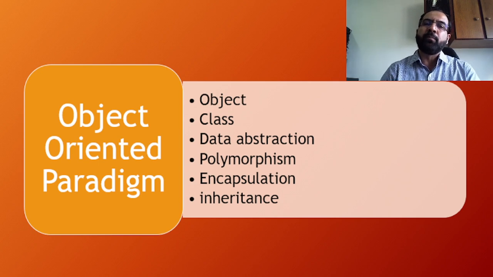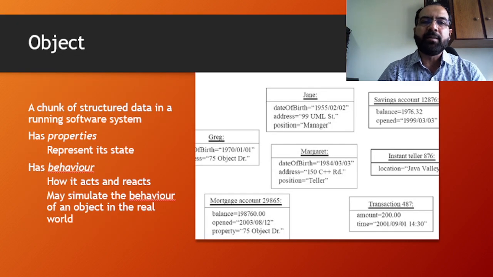In the object oriented paradigm, some of these concepts are basic, but we have to be very clear about those concepts related to object, class, abstraction, polymorphism, encapsulation, and inheritance. We will cover all these aspects in the later lectures in much detail, but here these concepts need to be understood. So, what is an object?